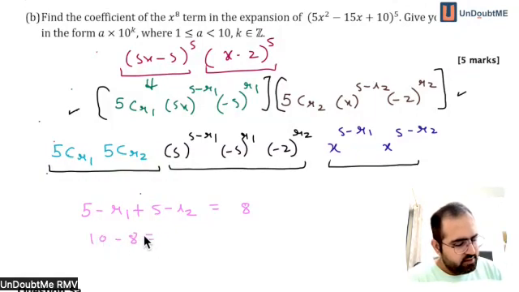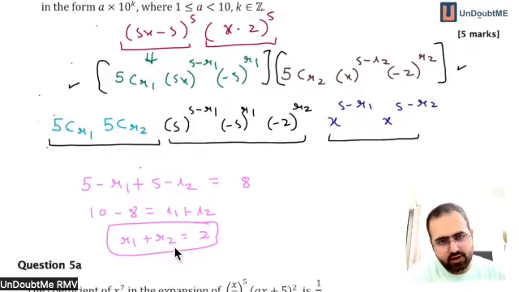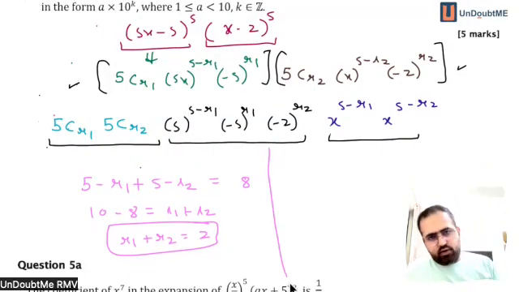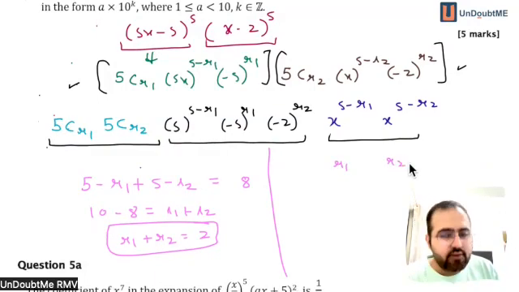10 minus 8 is equal to r1 plus r2. I will get r1 plus r2 is equal to 2. This is not the end of the question. This is just a condition which we have got. It's of 5 marks, so all doing these will be worth it. Now R1 and R2 will have different values so that their sum will be 2.